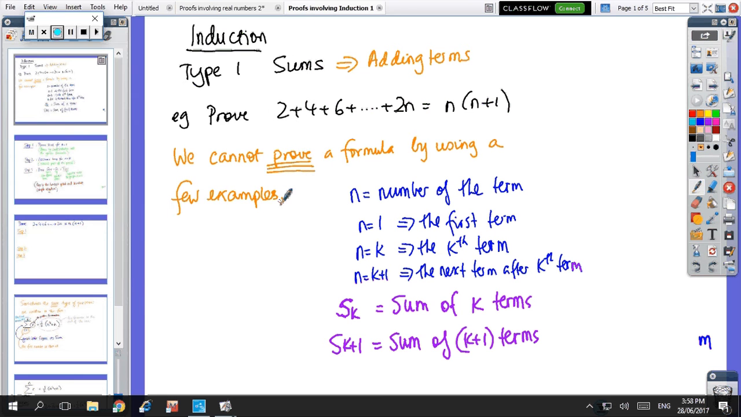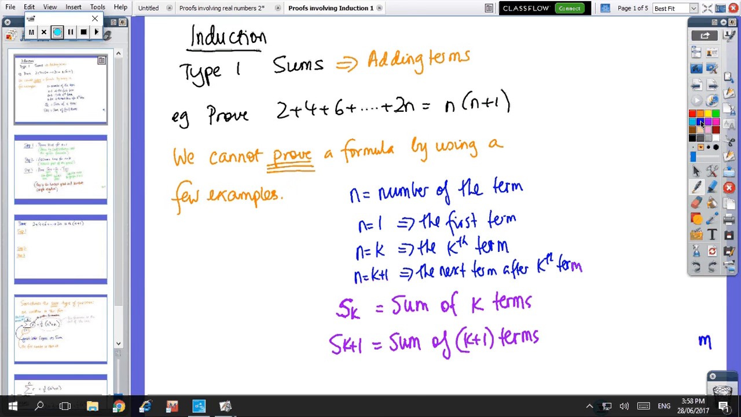Okay, we're looking at a new style of proof that you might have heard of, or we might have touched upon before, which is induction. And there are three types, and we'll just do each one in a new video. The first type is what I think is the easiest type, which is the sums. Now, when you're having sums, you're adding terms.